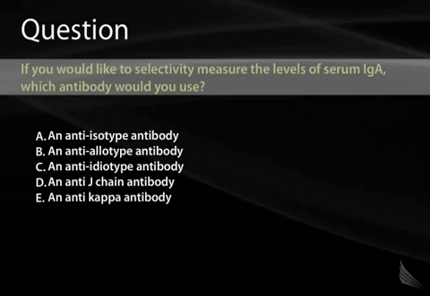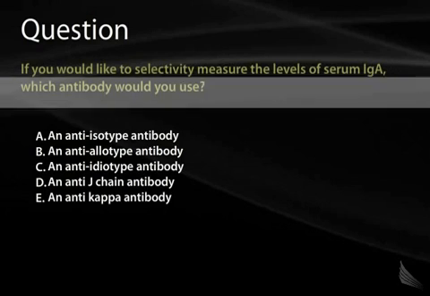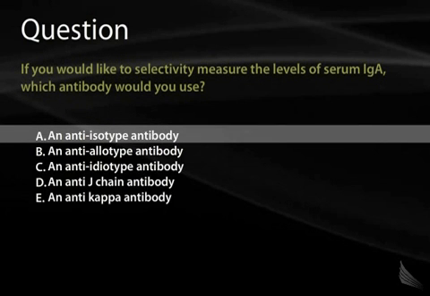So, if you would like to selectively measure the levels of serum IgA, which antibody would you use? An anti-isotype, an anti-allotype, an anti-idiotype, an anti-J chain, or an anti-kappa antibody? The answer is A, an anti-isotype. Remember, isotype refers to that Fc region, and since we're specifically looking for IgA, we're looking for a specific type of antibody. We're looking for that isotype, the IgA isotype. So you would use an anti-isotype antibody.